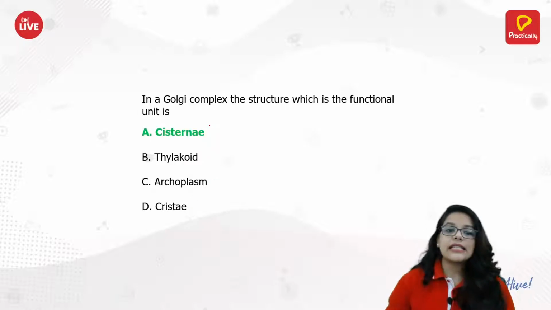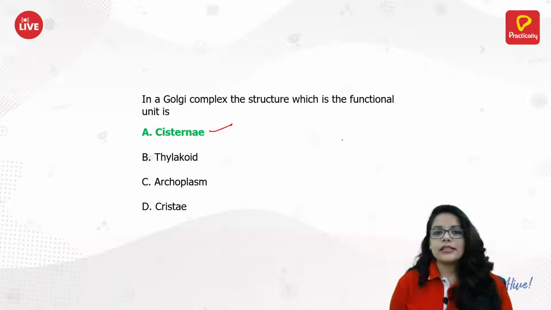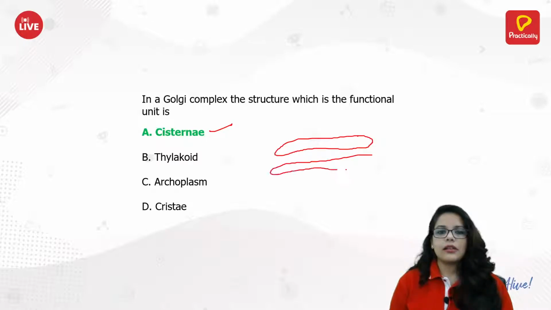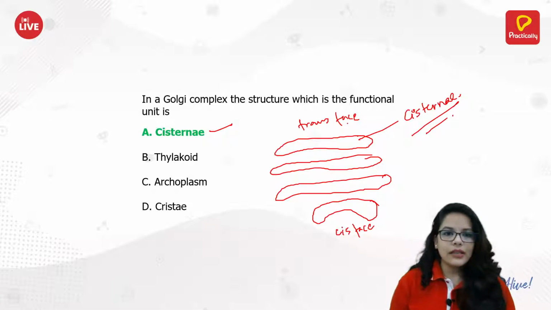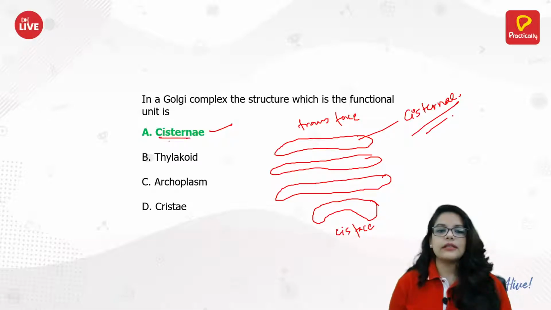It is cisternae, right? The stack like this. They have a cis face and a trans face. So this is the trans face and this is the cis face. And these stacks are known as cisternae. Okay, so in the Golgi complex, it is the cisternae.